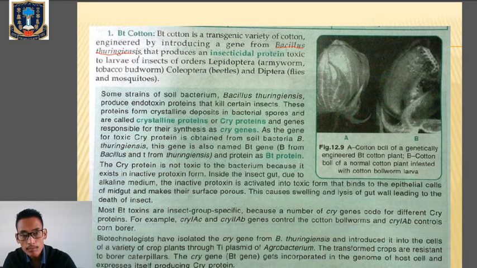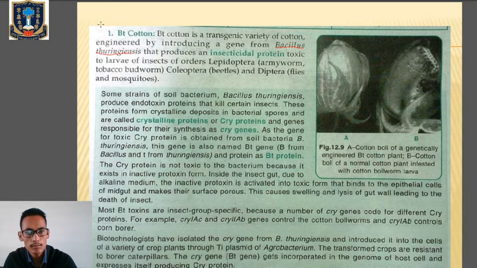And this bacterium produces an insecticidal protein which is toxic in nature, and this insecticidal protein kills the larvae of insects belonging to the order Lepidoptera, like armyworm and tobacco bollworm, or the order Coleoptera, like beetles, or Diptera, like flies and mosquitoes.